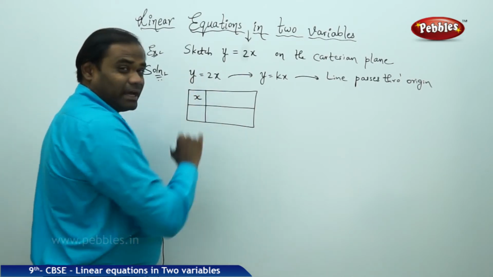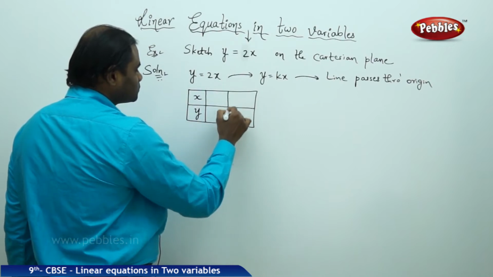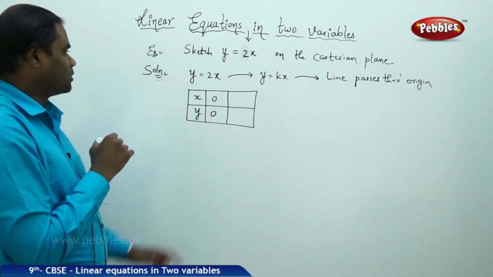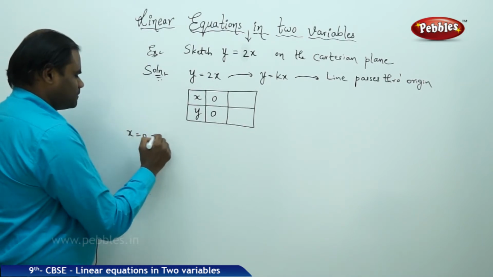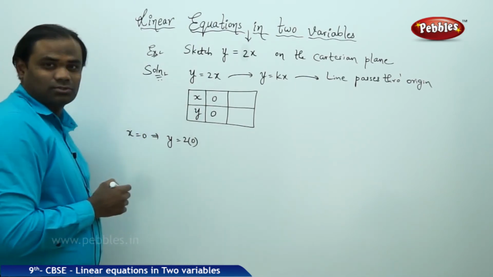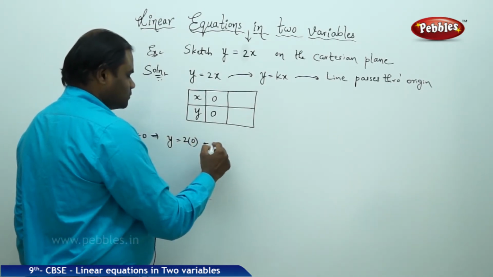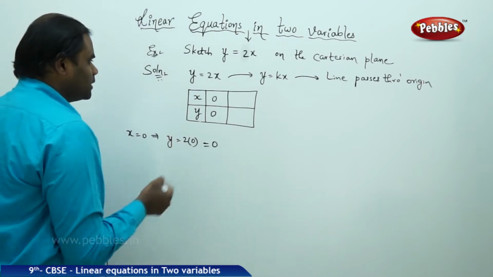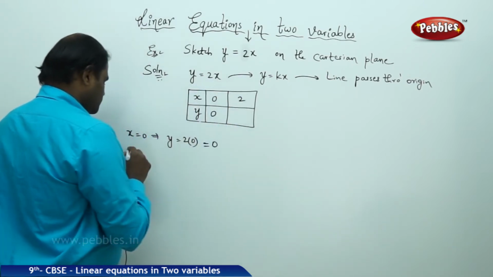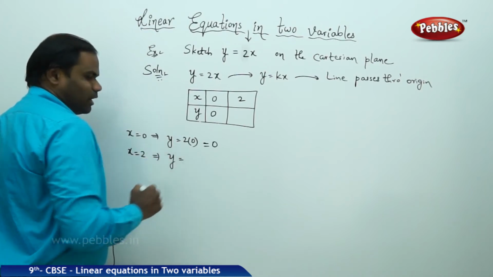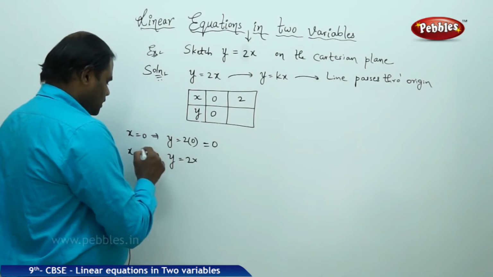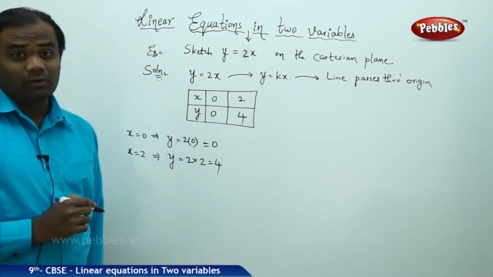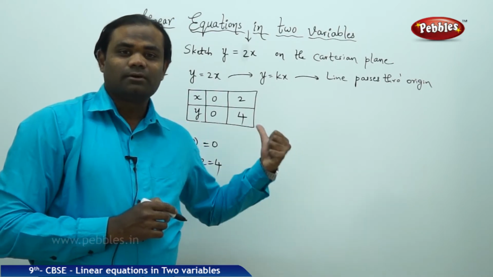My first row has variable x and my second row has variable y. When x is 0, my y is also 0, because y is 2 times x, which is 2 times 0, and this is 0. Therefore, when x is 0, the y coordinate substitutes to the value 0. Similarly, if I take another value, say 2, when x is 2, my y is 2 times 2, which is 4. Therefore, when x is 2, my y is 4, is how I understand the sketching concept through the table of values.